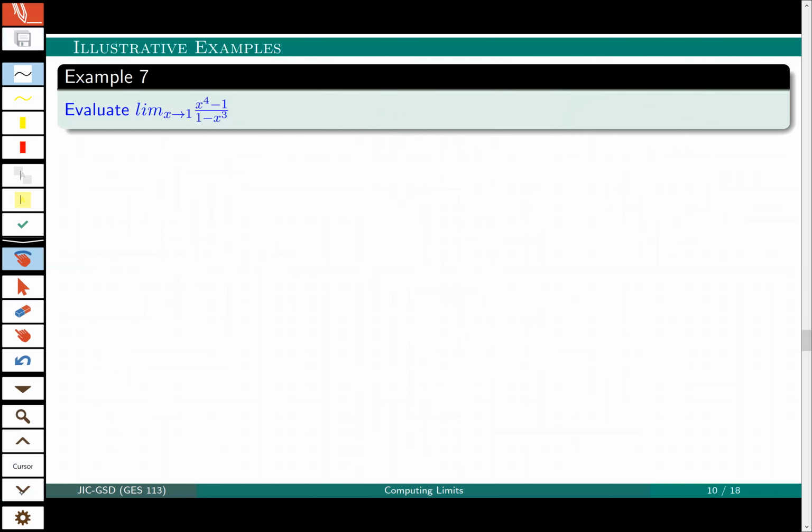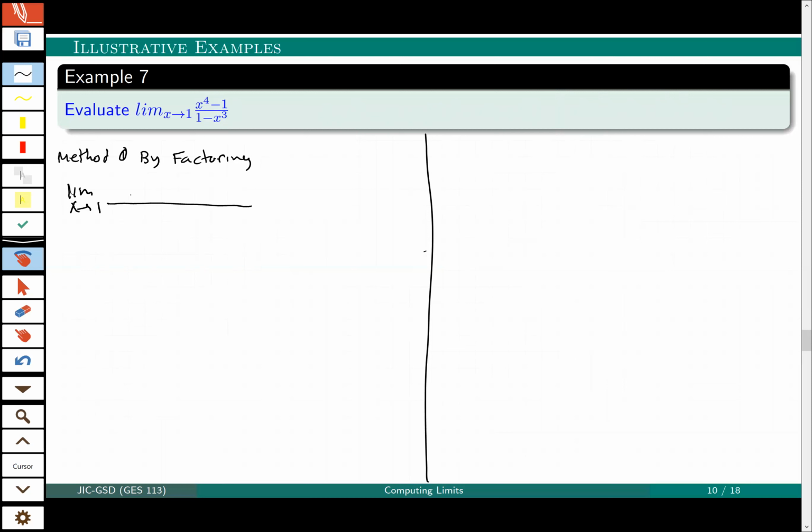Now, similarly, here we have two methods, and I will stop after this example, then we will record the continuation in the second part of limits. So here again, we could apply factoring. By factoring, the limit when x goes to 1 of x to the power 4 minus 1 over 1 minus x cubed.